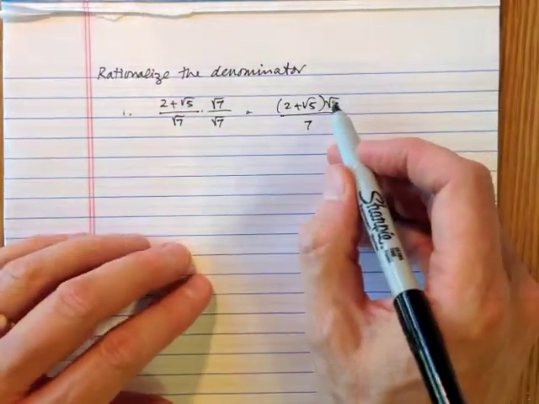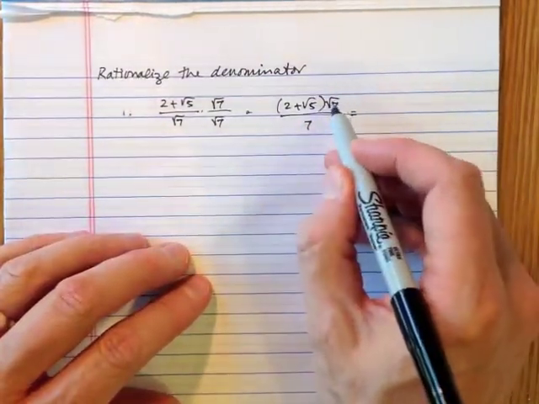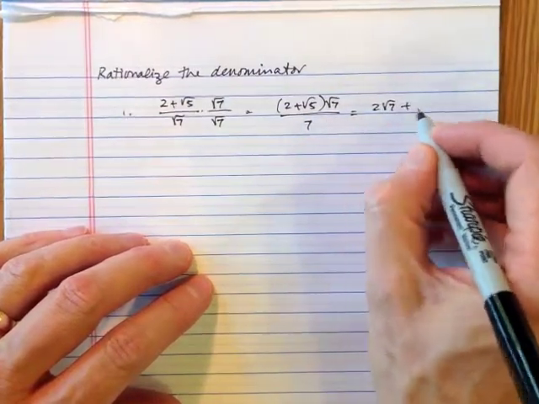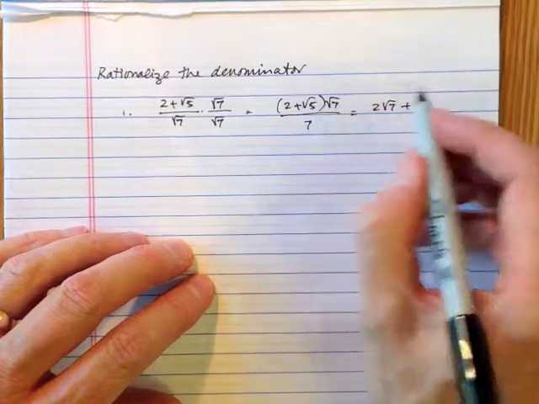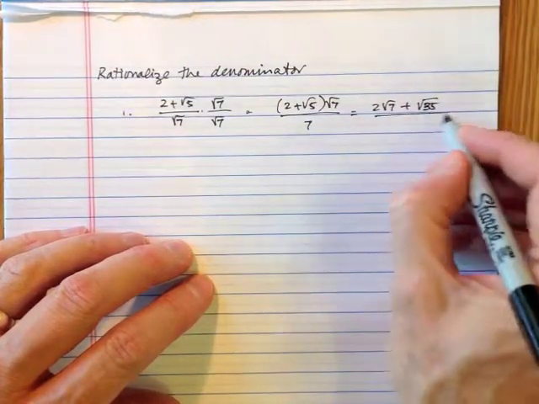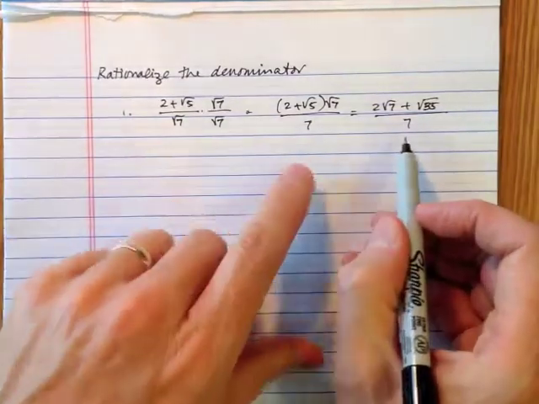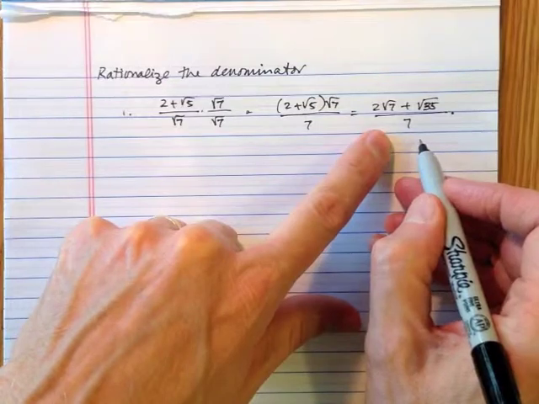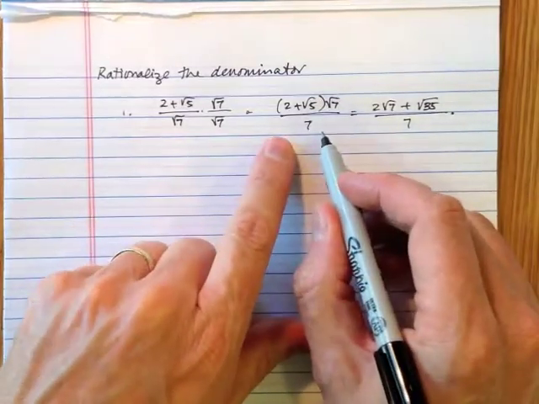I could leave it like that, or I could distribute this radical 7 across this sum in the numerator. I guess that's 2 radical 7 plus radical 5 times radical 7 is the same thing as square root of 35. I think either one of these is about equally simple. Now that I did this, I really don't think I needed to. I think that answer was probably just as good.